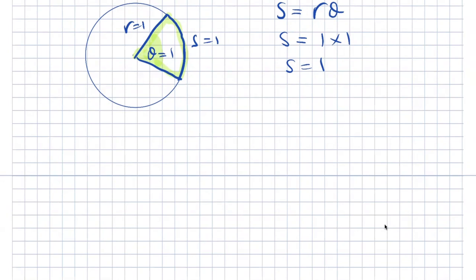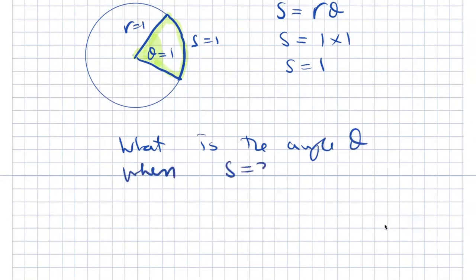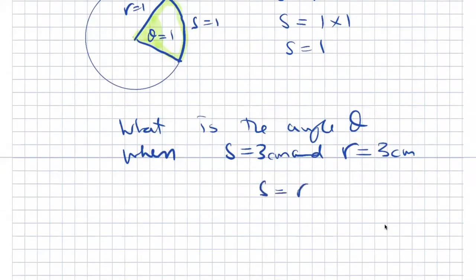And we might say to ourselves: what is the angle theta when S is equal to 3 and r is equal to 3? We'll make it centimeters. Well, you should realize now that if I've got S is equal to r theta, S is 3, r is 3, then theta must be equal to 1. Hopefully that makes sense, because all I have done is make that circle 3 times larger. I have made r 3 times larger, S 3 times larger, but everything is in proportion, and therefore that angle stays the same.